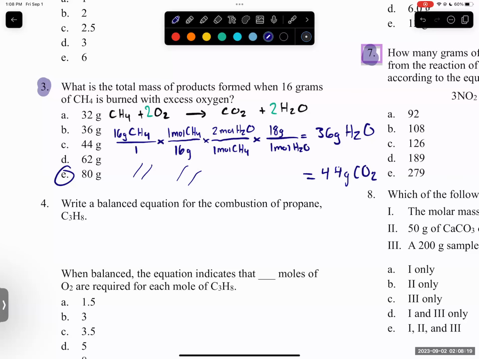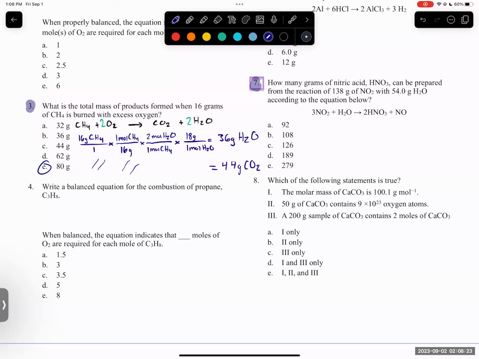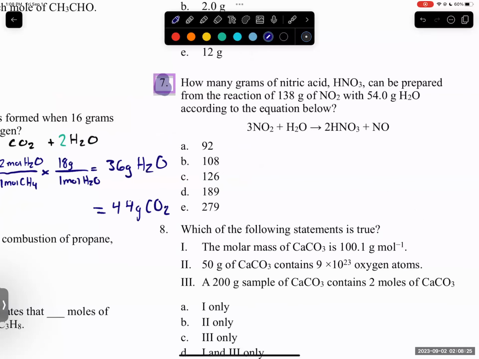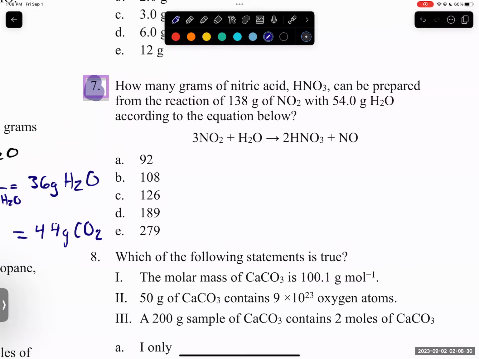So if there are no questions on this type of problem, we can move to a different kind that requires a little bit more thinking, a couple extra steps. So how many grams of nitric acid can be prepared from the reaction of 138 grams of, how would you name this? NO2.